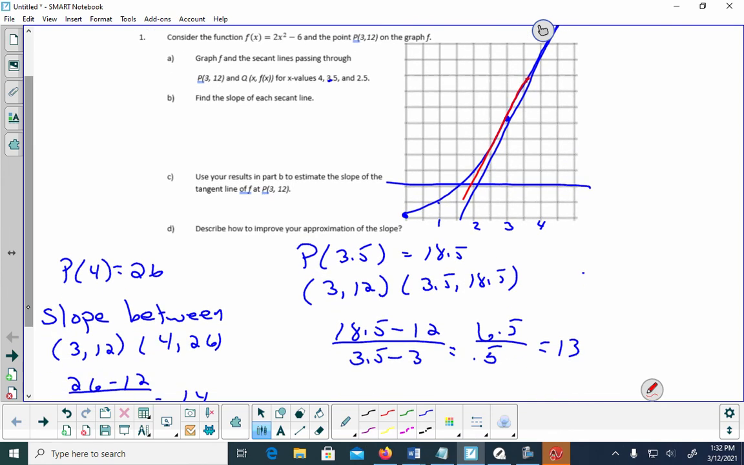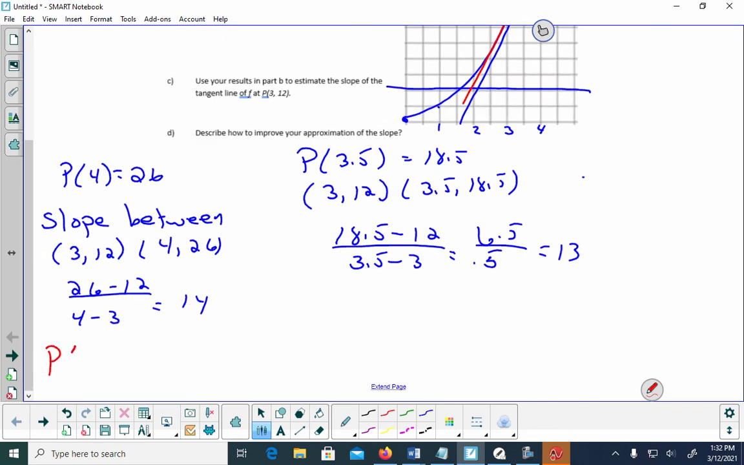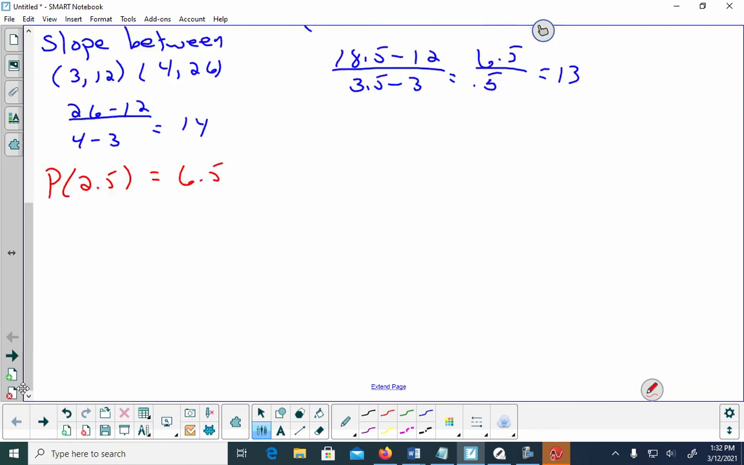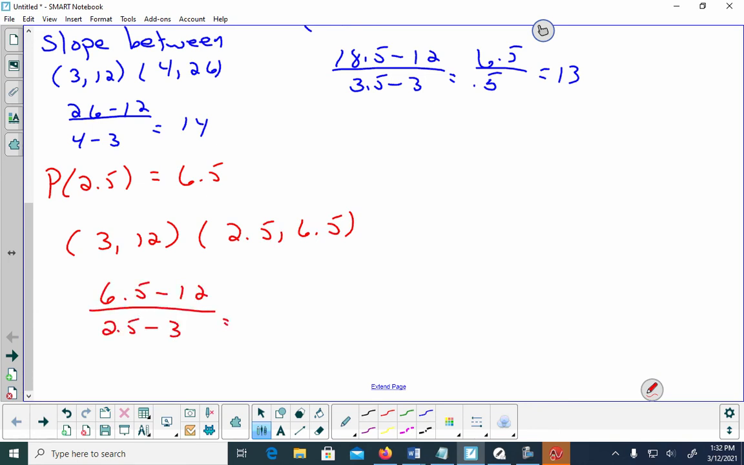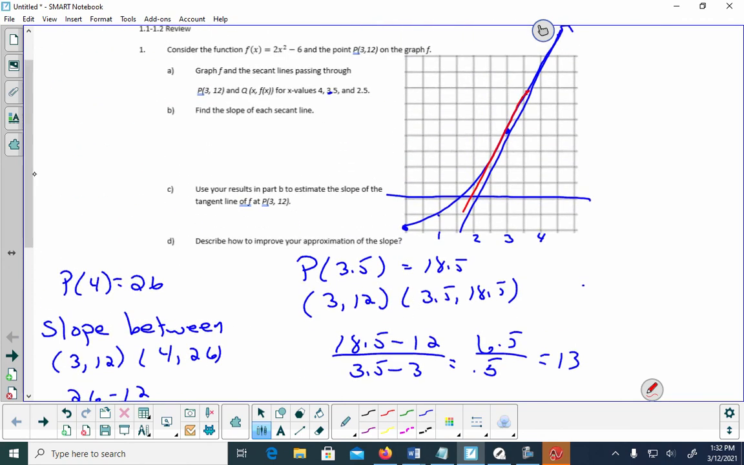And the last one is 2.5. So I'm going to find f of 2.5. Putting that into my calculator, I get 6.5. So to find the slope between (3, 12) and (2.5, 6.5), 2.5 will be here.